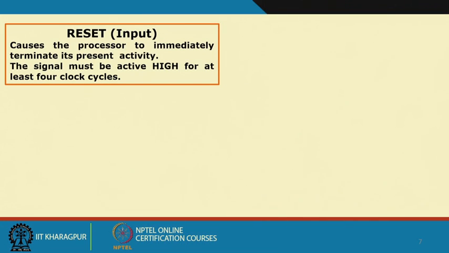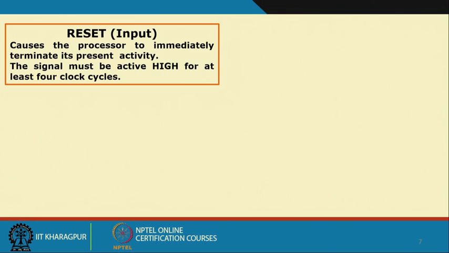Then there is a RESET pin. That will cause the processor to immediately terminate its present activity. It will be reset, and then go back to a predefined value of the program counter, and start executing from that point. For the sake of security, to make sure that the reset is really desired and is not a noise signal, the signal must be active high for at least 4 clock cycles. If it is less than that, the signal will not be taken as valid and will be ignored. If it is high for 4 clock cycles, then only the reset will take place.